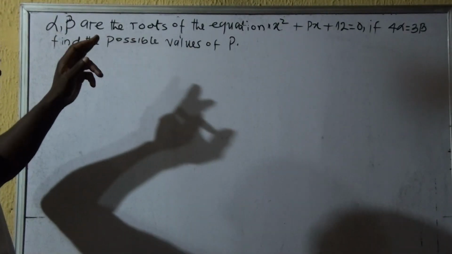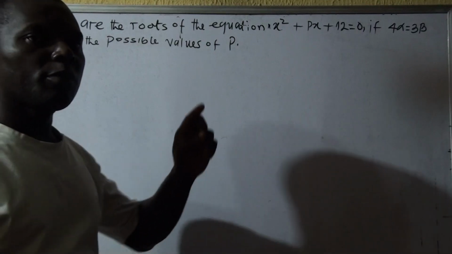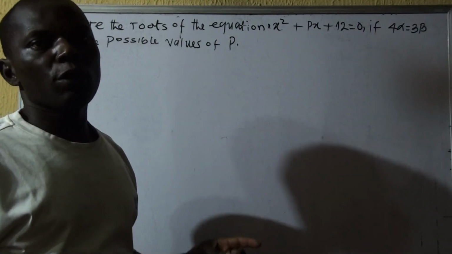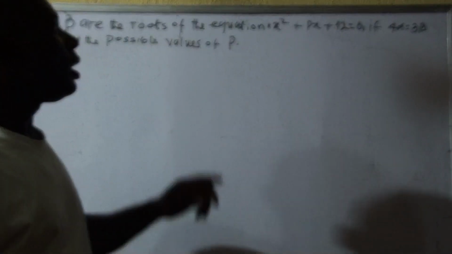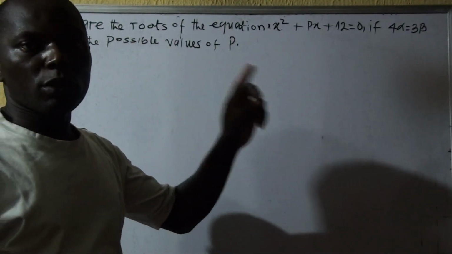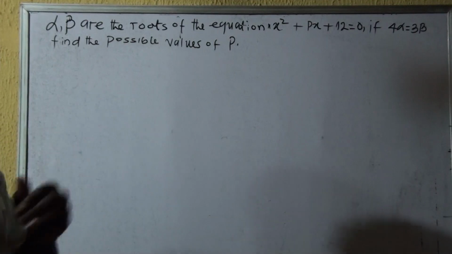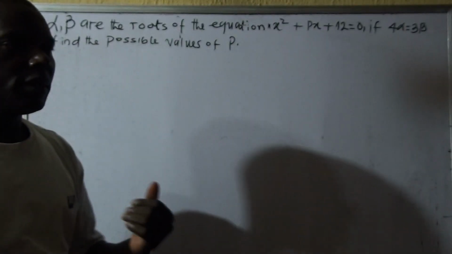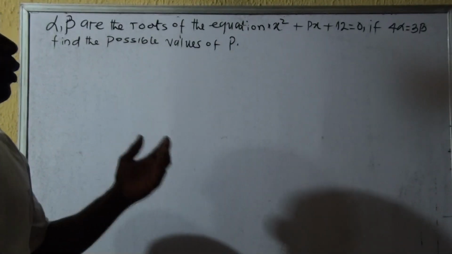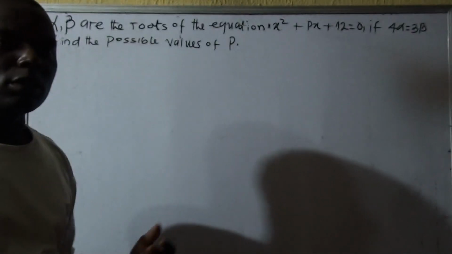Alpha and beta are the roots of the equation s squared plus px plus 12 equals 0. If 4 alpha is equal to 3 beta, find the possible values of p. This is typically a quadratic equation.